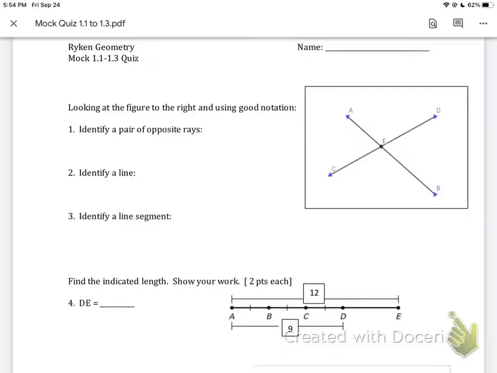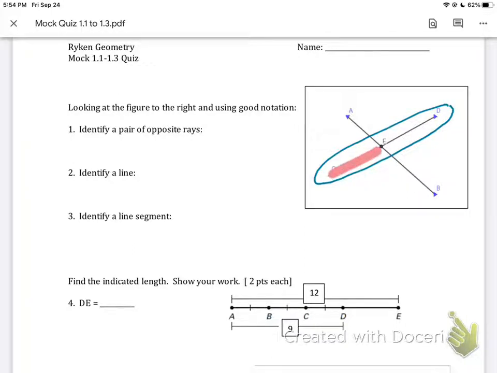Okay, in this video I'm going to go over the mock quiz for 1.1 to 1.3. So the first question, looking at the figure to the right and using good notation, asks us to identify a pair of opposite rays. So I'm looking on this line, and on this line I am seeing that I have opposite rays. So let's see if I can highlight this a little bit for you.